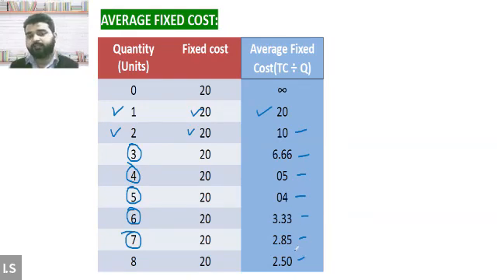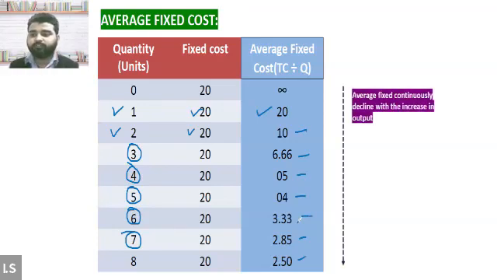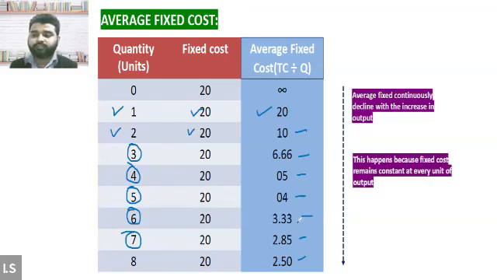Is that clear, Alexander? Yes, sir. Okay. So average fixed cost continuously declines with the increase in output. This happens because fixed cost remains constant at every unit of output. But do you think that average fixed cost will become zero?